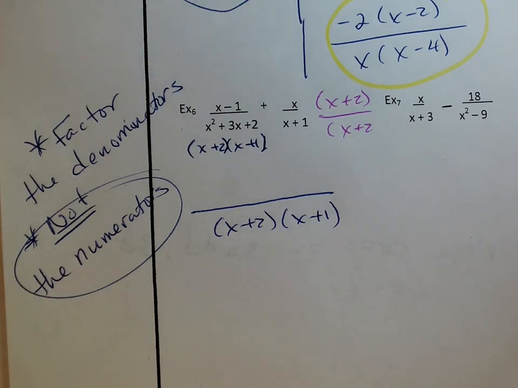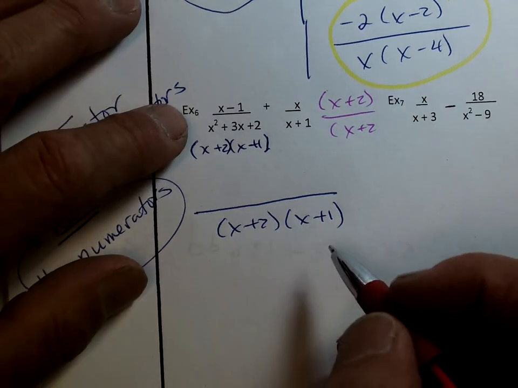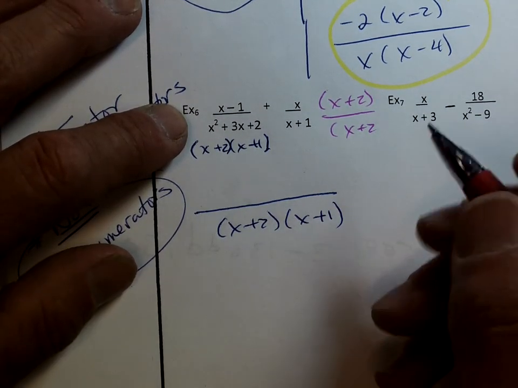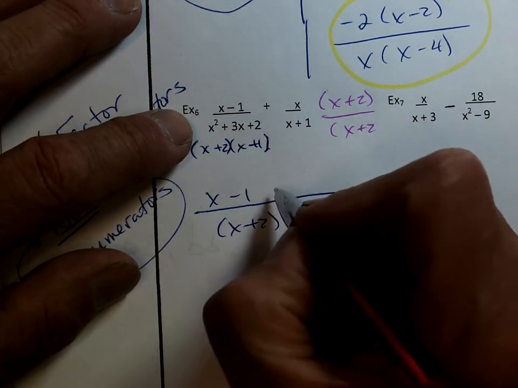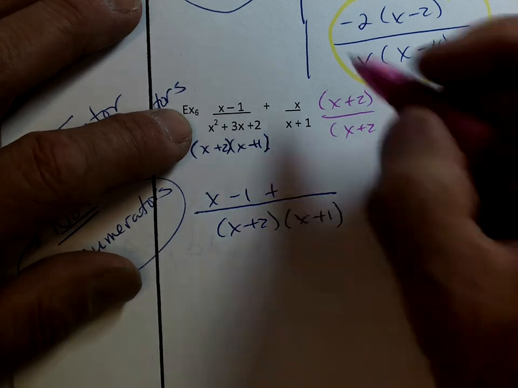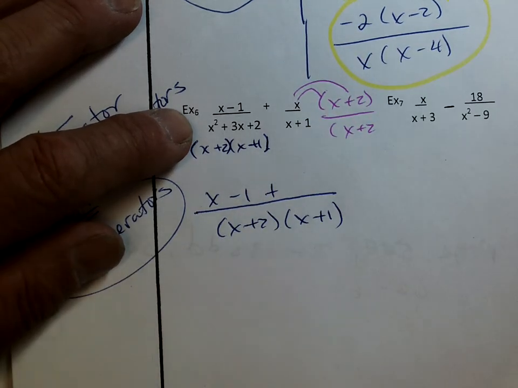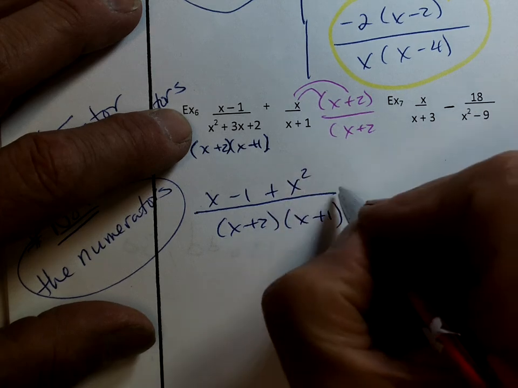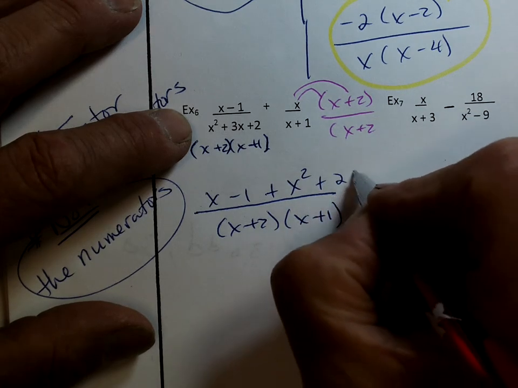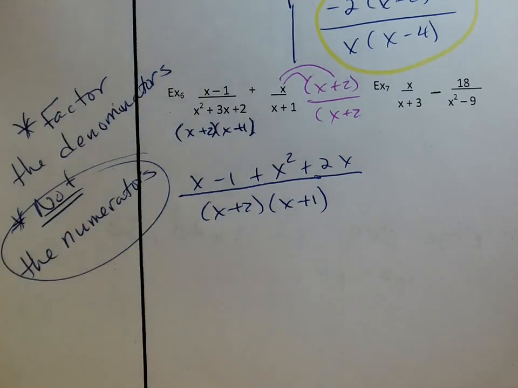So we've got that. And on the numerator, let's write down what we have. I'm going to do this in 2 steps so you can see it. I will have an x minus 1 plus, I'm going to have to go this times this times this. I'm going to have to do that simplification. Plus an x squared plus a 2x. So I got my common denominator.